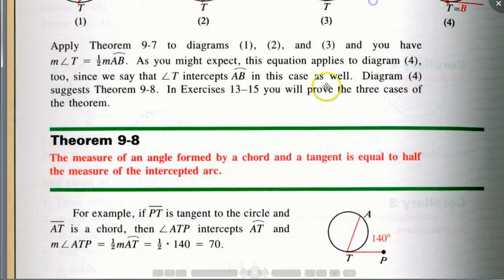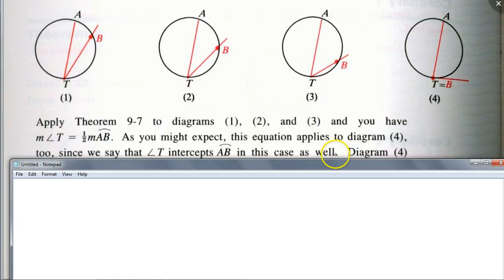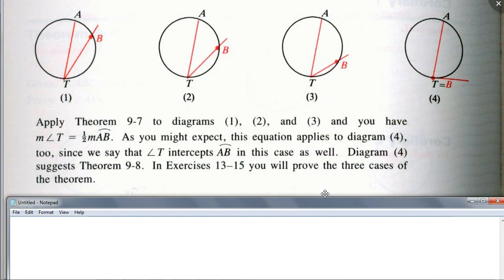Okay. Somebody read this for us. Applying theorem 9.7. This is summarizing what we just talked about. Leah, can you read this for us? Apply theorem 9.7 to diagrams 1, 2, and 3, and you have measure of angle t equals 1/2 the measure of arc AB. As you might expect, this equation applies to diagram 4 too, since angle t intercepts arc AB in this case as well. Diagram 4 suggests theorem 9.8. In exercises 13 through 15, you'll prove these three cases of the theorem. So that's left for you as an exercise.